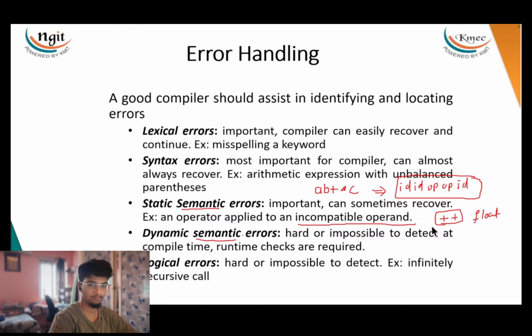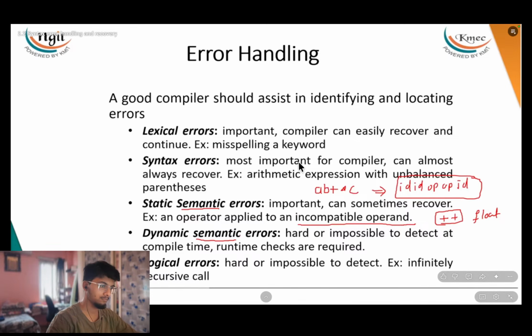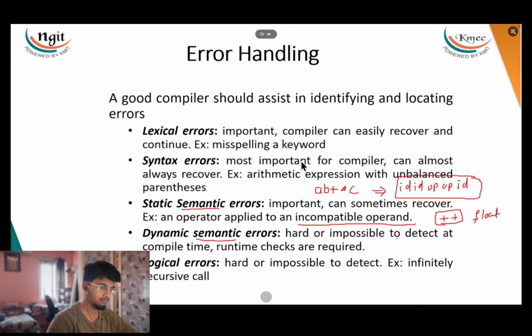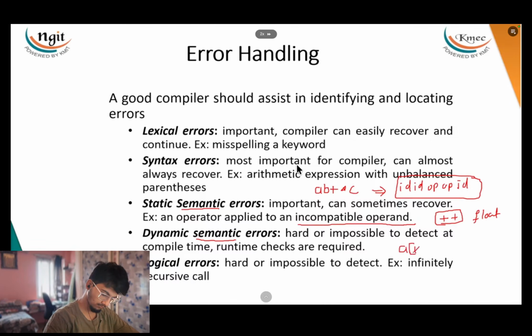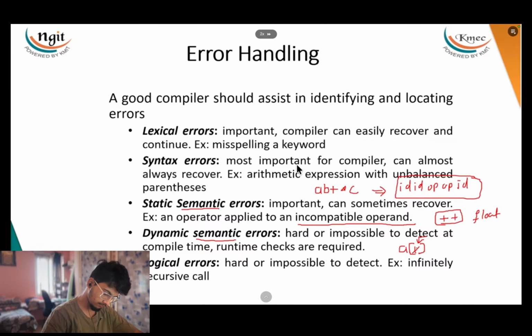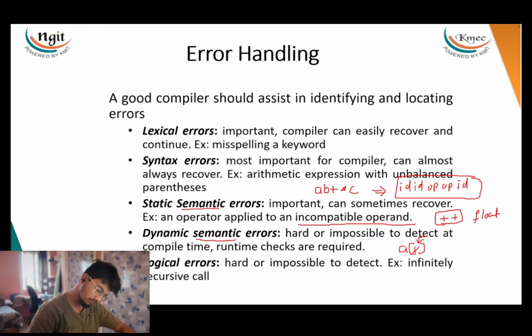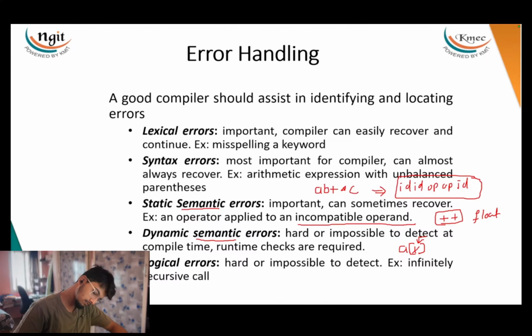But sometimes there are errors which are identified only at the time of execution. For example, if you have an array out of bound index like x, and the value of x is given by the end user, then only will we come to know whether it is an out of bound error or whether it is inside the bound. Such errors we cannot handle because they occur at the time of execution.